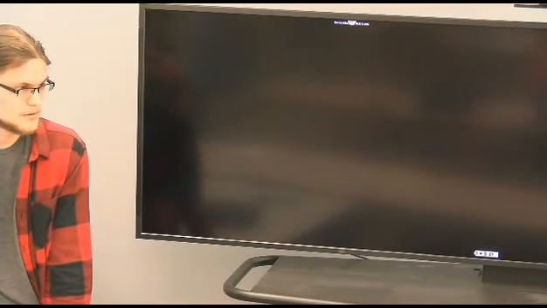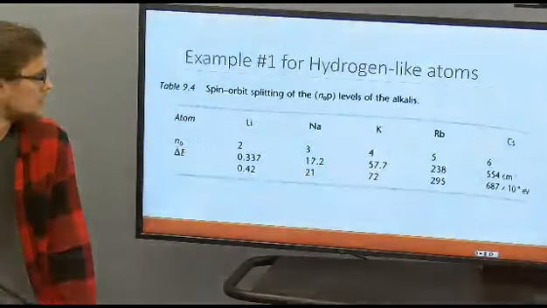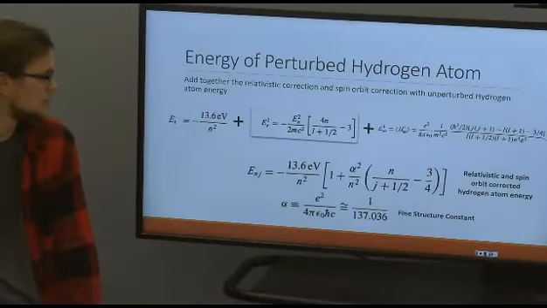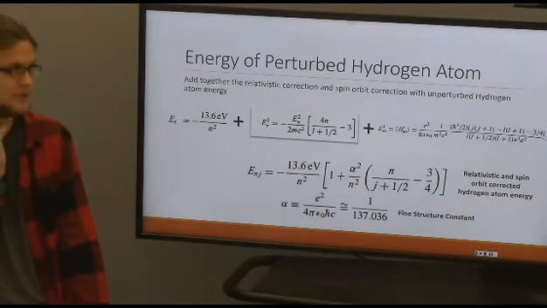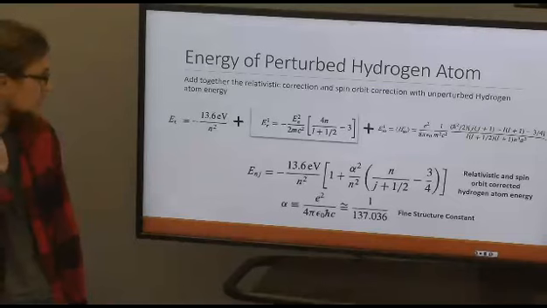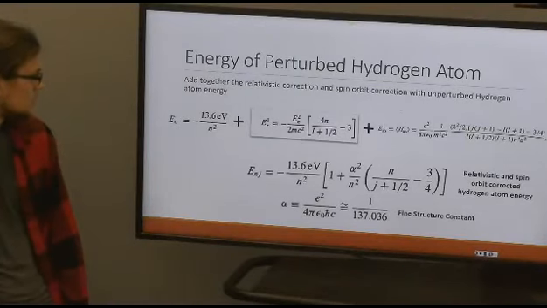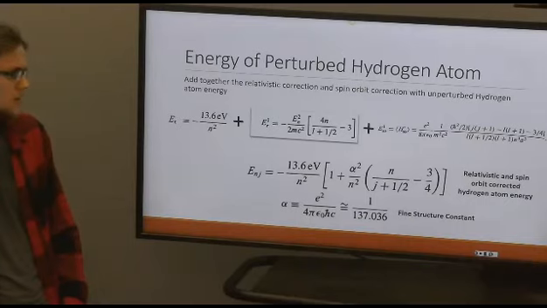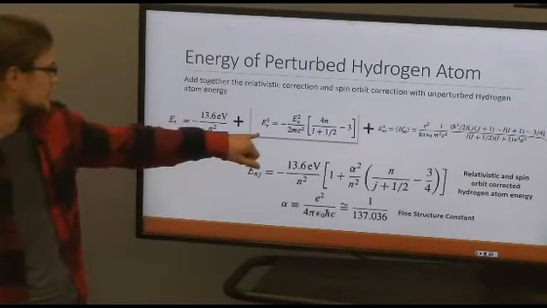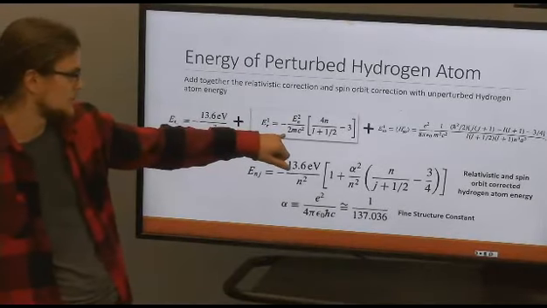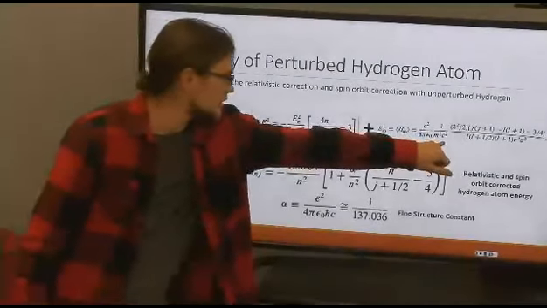Yeah? Can you go back like 3 slides? One. Yeah, I skipped over a lot of the math steps because I just wanted to highlight the important parts. So the leftmost term is just the hydrogen atom. The middle term is the relativistic correction. And then the very right is the spin orbit interaction.